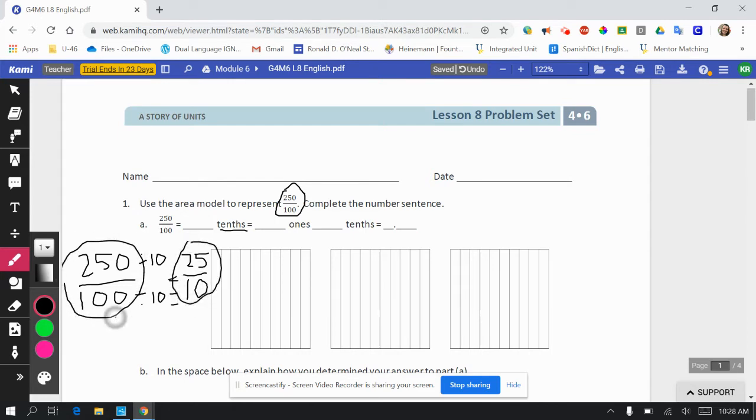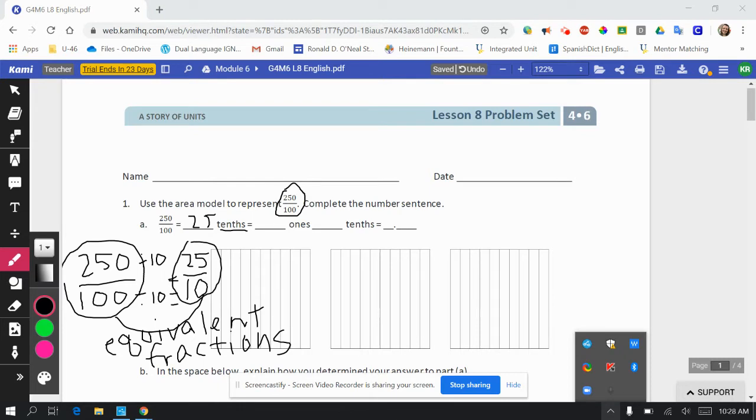So these two are called equivalent fractions. We've talked a lot about those. Because 250 hundredths equals 25 tenths, I can use that thinking up here to say 25 tenths. Now 25 tenths, I'm going to bring that over here and turn it into an addition sentence: 10 tenths plus 10 tenths plus 5 tenths. So here what we're really looking at is 1 plus 1 plus 5 tenths.